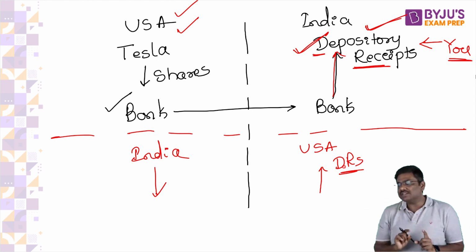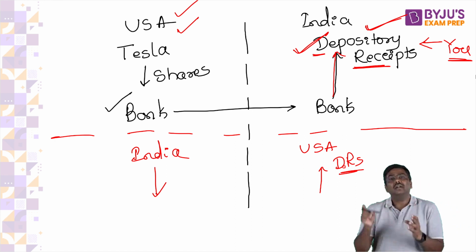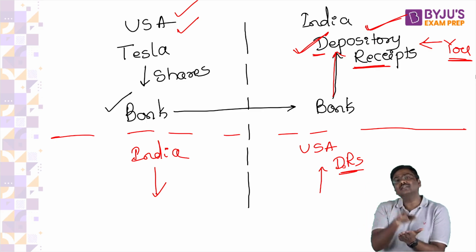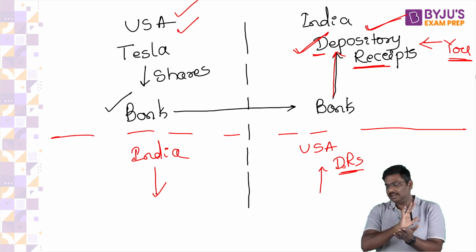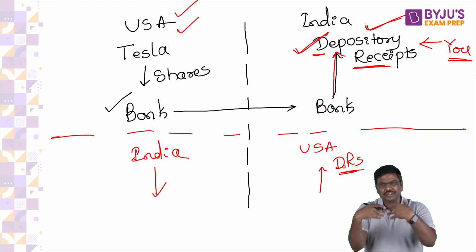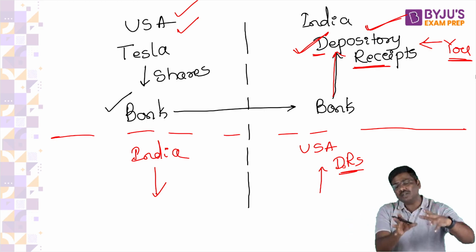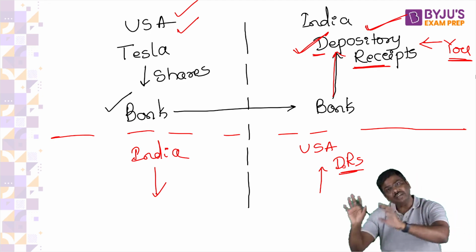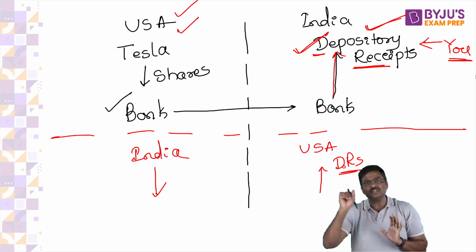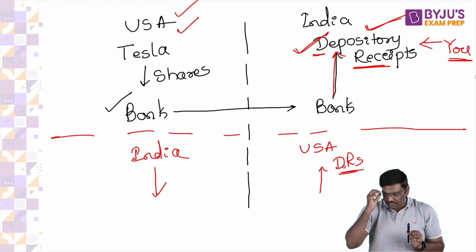And please remember this carefully. Depository receipts are considered to be part of FDI, because you are issuing shares, selling ownership, and collecting money. RBI says depository receipts are part of FDI, foreign direct investment. Now let me add one more very important point here.